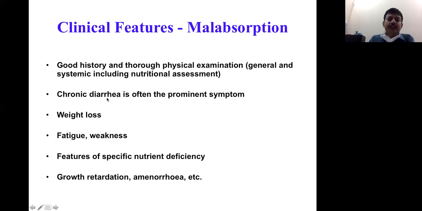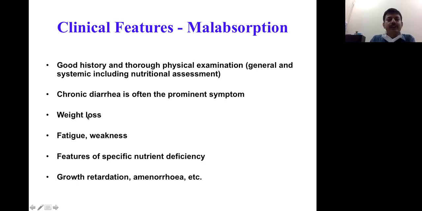In addition to diarrhea, patient may also have weight loss, fatigue, weakness. These are the typical features of patients with malabsorption. And then they will have features of specific nutrient deficiency, okay, which is something which we'll discuss in the next 2 slides. In children, they may have growth retardation. In women of reproductive age group, they may have amenorrhea.